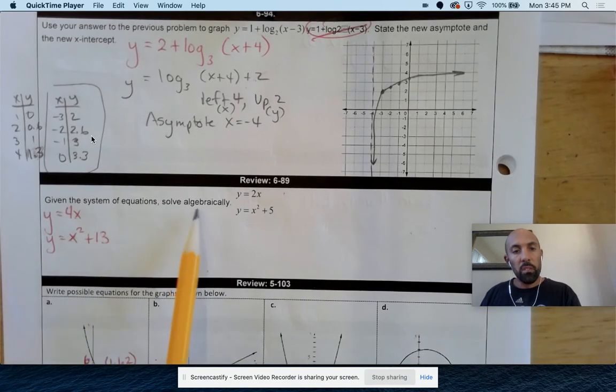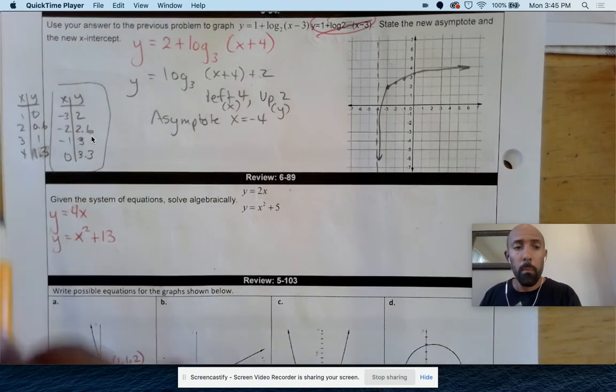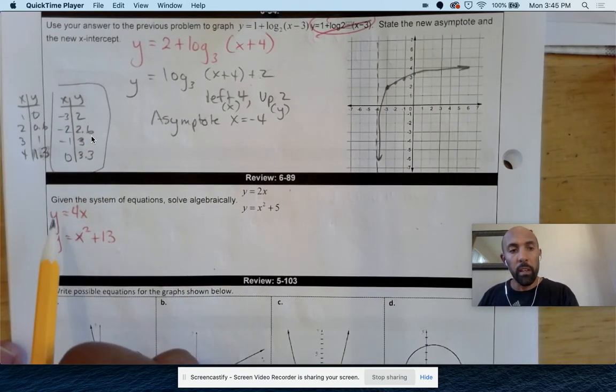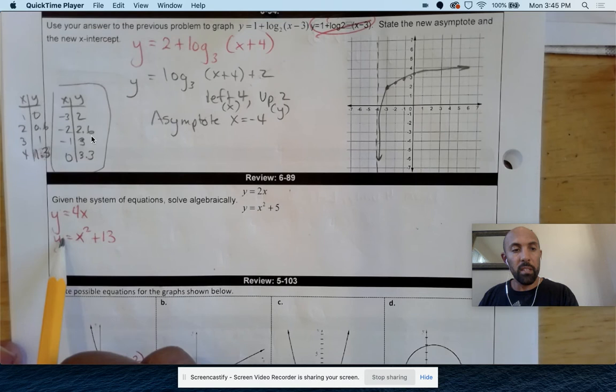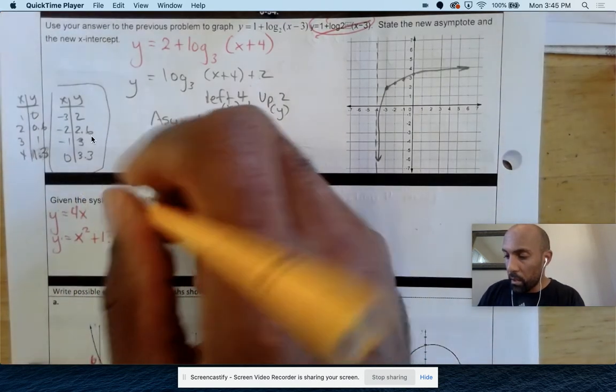Now, given this system of equations, solve them algebraically. So we're going to do this on paper instead of graphing them. You could graph these and just confirm your answer, but we're going to do it algebraically. What I notice is that these are both set equal to y, so that means I can just set the equations equal to each other.